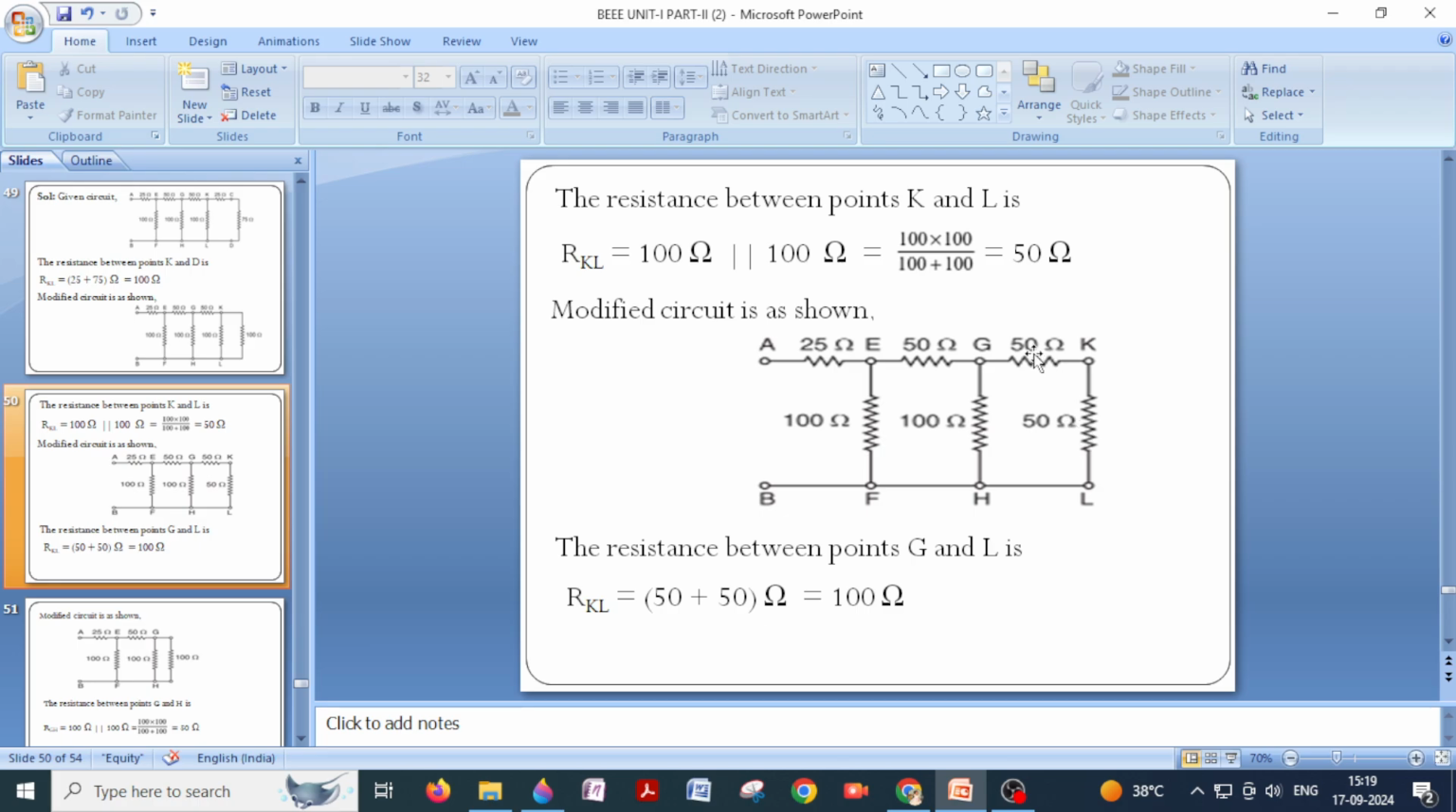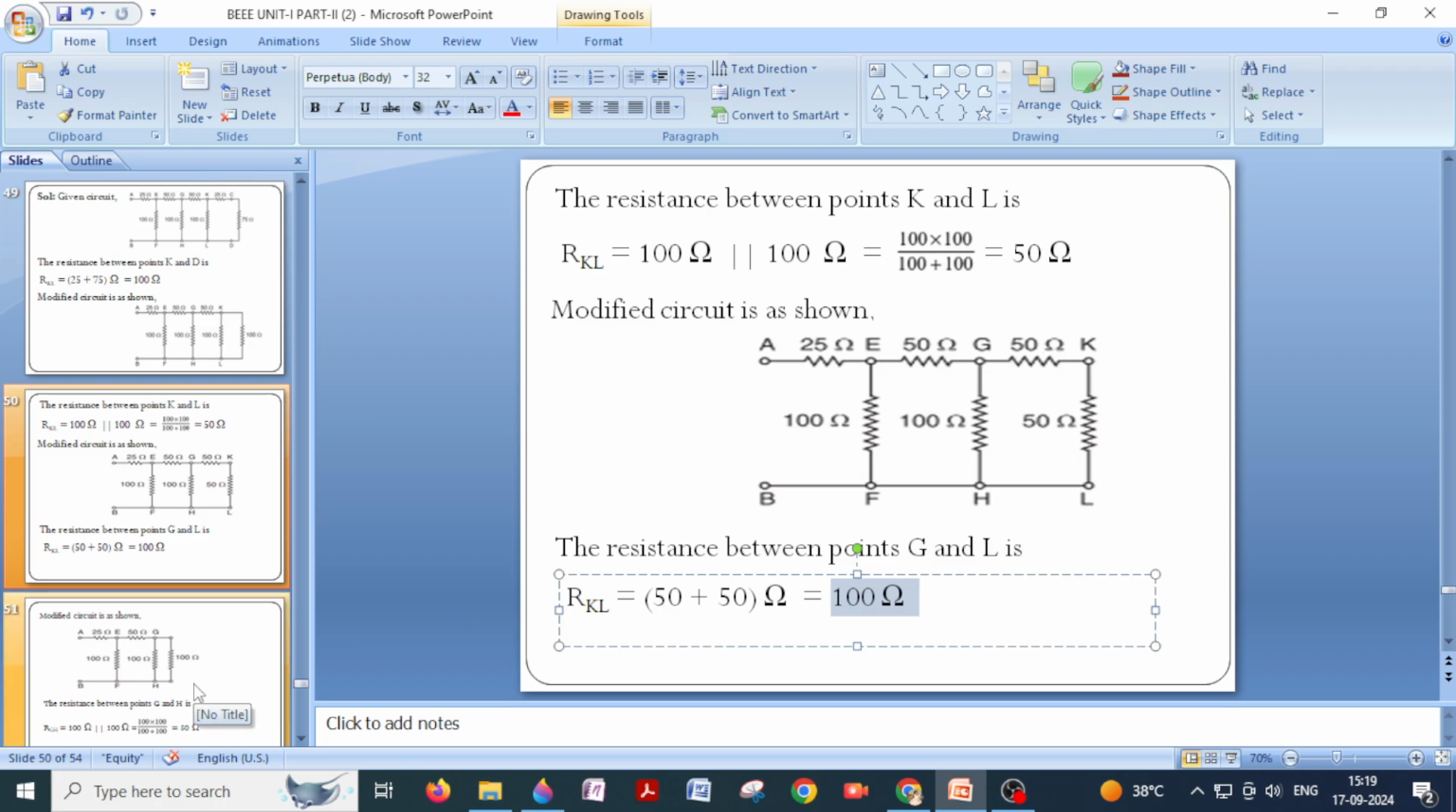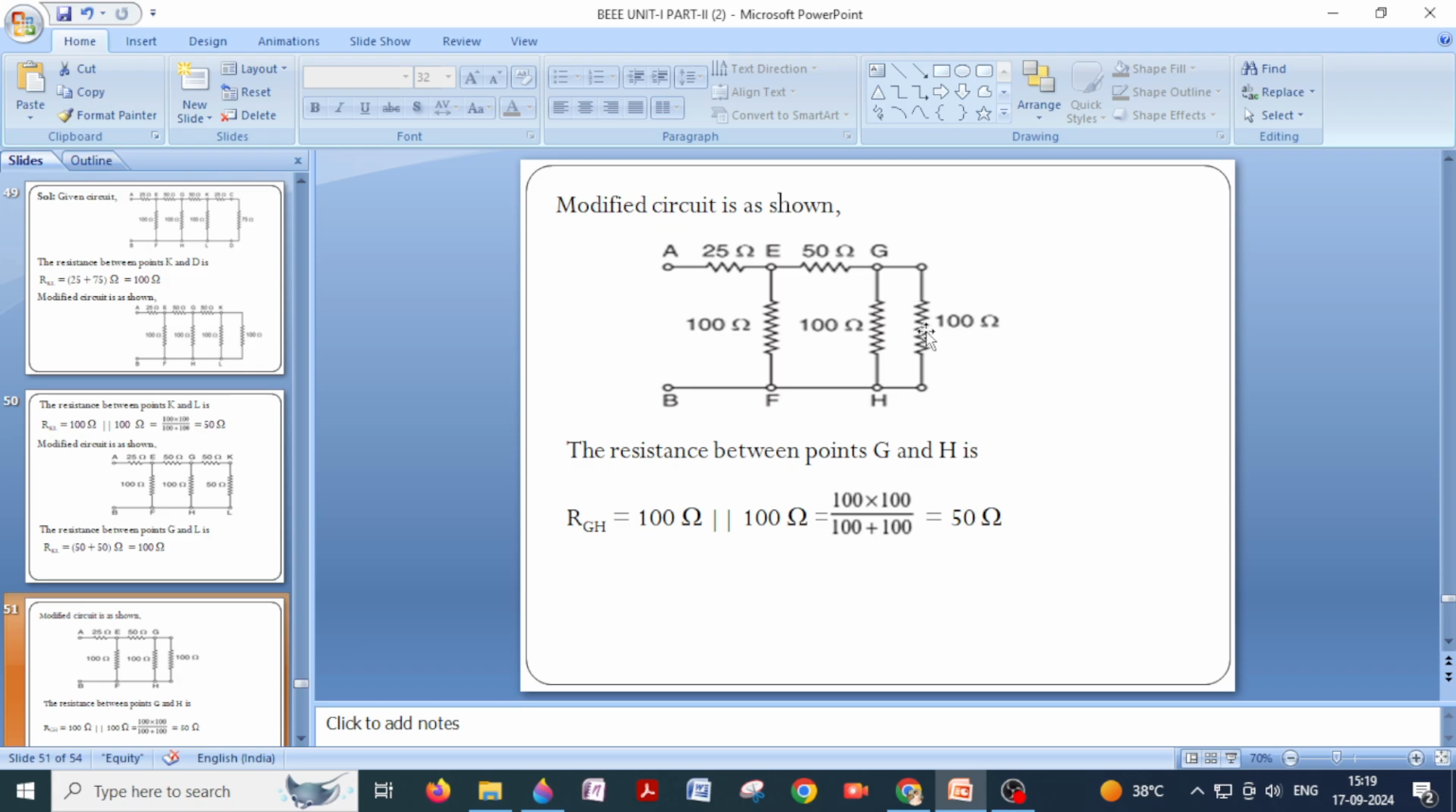Of course current direction will change, but same current flows through this 50 ohms and this 50 ohms. So we can say that this 50 ohms and this 50 ohms both are connected in series. So if I want to simplify and determine the equivalent resistance between G and L, simply add 50 plus 50, you will get 100 ohms. So what is the resistance between G and L? It is 100 ohms. So you can redraw the diagram. Okay, write L here, but the resistance between G and L is 100 ohms.